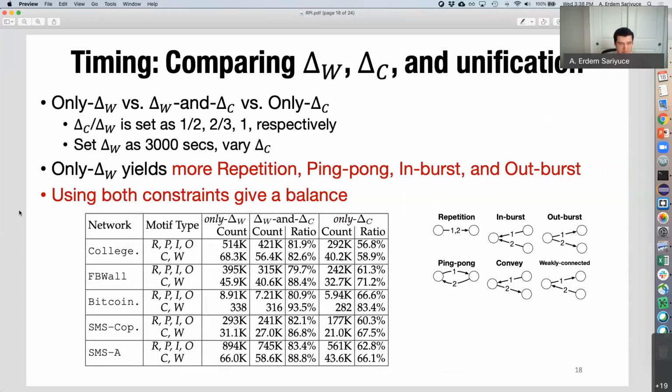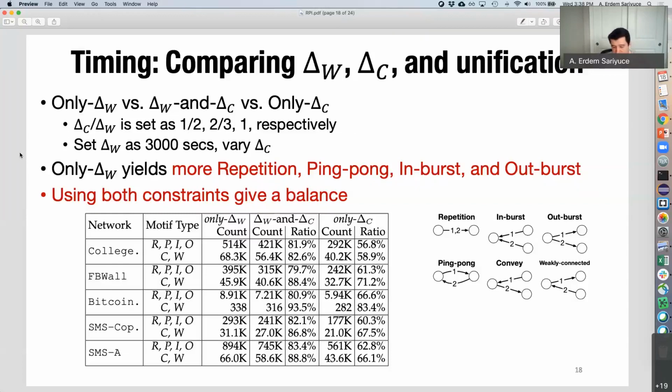The next thing was the timing. And as I said, what if you only use delta W or only delta C or both, this unification thing. So we tested that. We set delta C over delta W equal to 1/2, which basically means it's only delta W, or 1, which corresponds to only delta C, or 2/3, which considers both at the same time. And the experiments assumed delta W was 3,000 seconds.